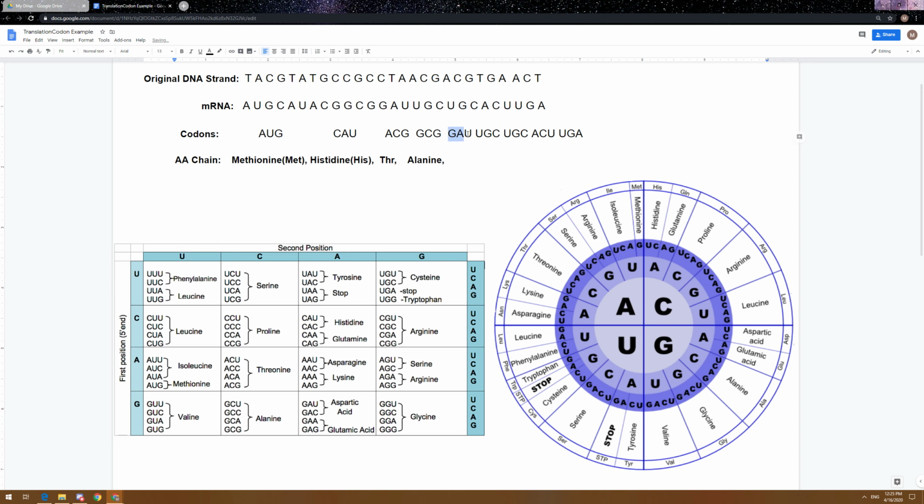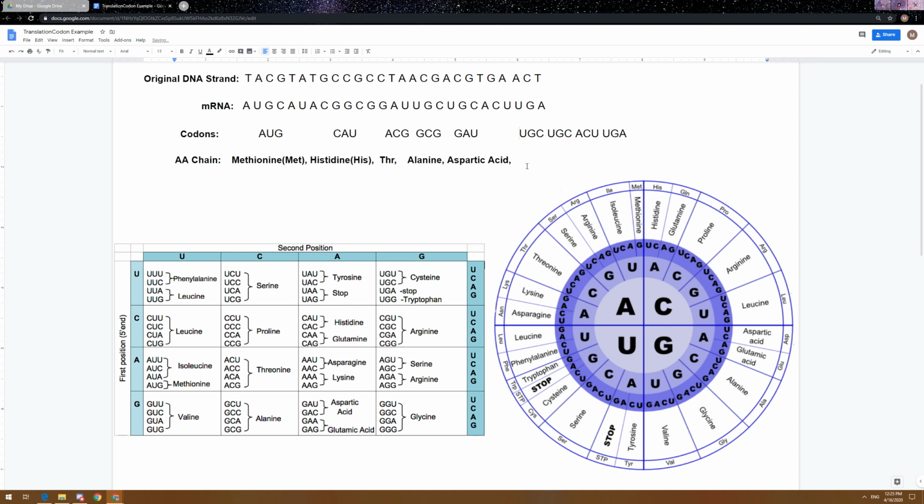Next one is GAU. Let's try it with the chart again. G is our first letter. A is our second letter, so we're in this bottom box here. And then our last letter is U, which is the top one. So GAU, notice it's listed here, is aspartic acid, sorry. So that was GAU.